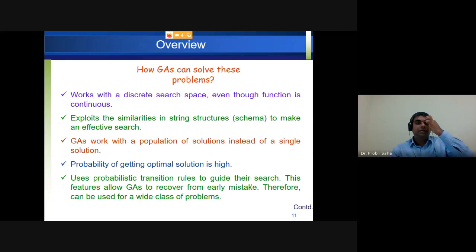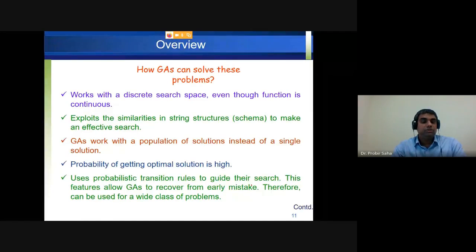Now you might be thinking, then how can GA solve these problems? Can GA really solve these problems? So the first one is that it works with a discrete search space, even though the function is continuous. So it works with a discrete search space, which is not the case in the classical approach, because it works with multiple solutions. The initial multiple solutions follow some sort of probabilistic approach, not a deterministic approach, and they can go anywhere in the solution space, and they are discrete in nature.